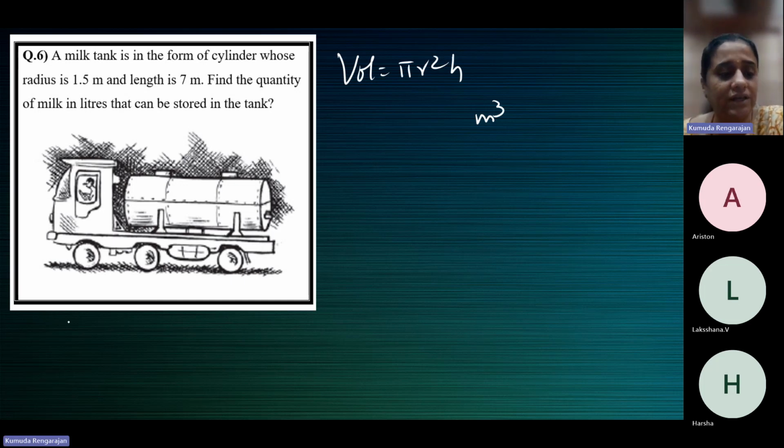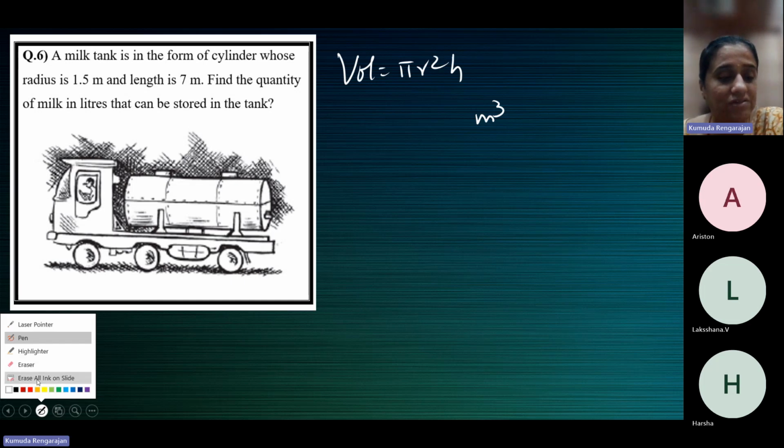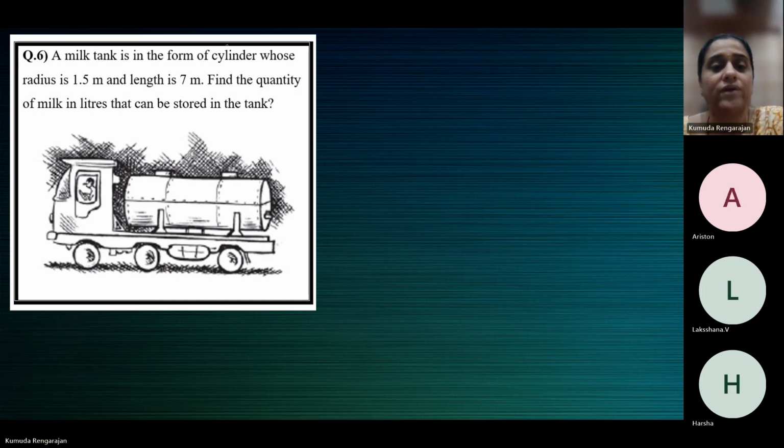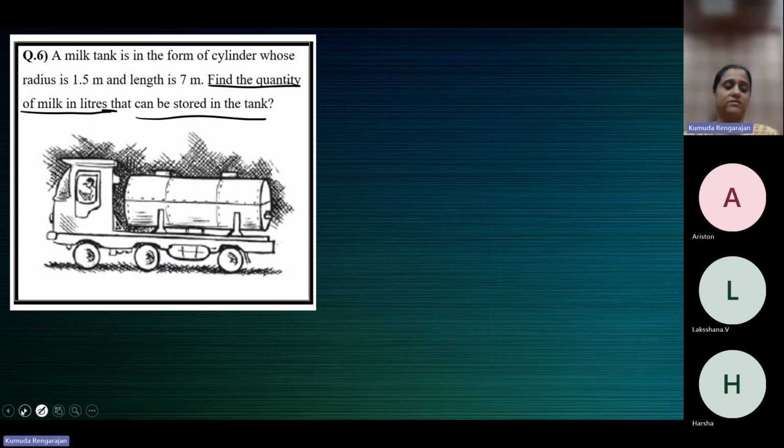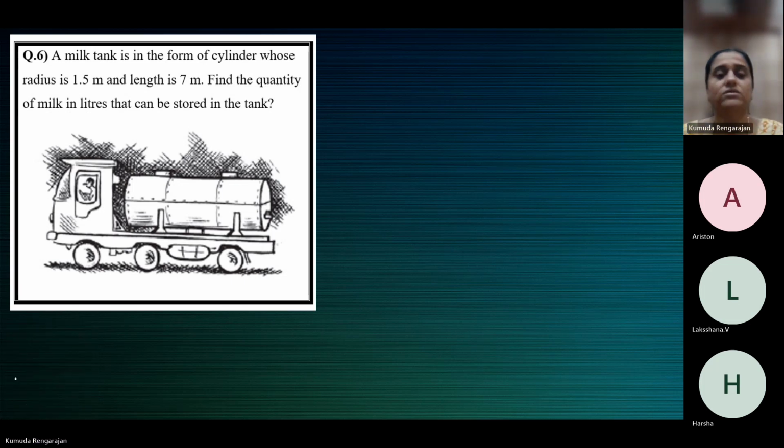But you have to find the quantity of milk in liters. They've specified the unit here. Find the quantity of milk in liters that can be stored in the tank. So when you find pi r square h, that will be the volume of the milk or the quantity of milk that can be stored in the tank, pi r square h, because it is a cylindrical tank, no? So when you find pi r square h, you will get the capacity or the quantity of milk that can be stored in the tank.